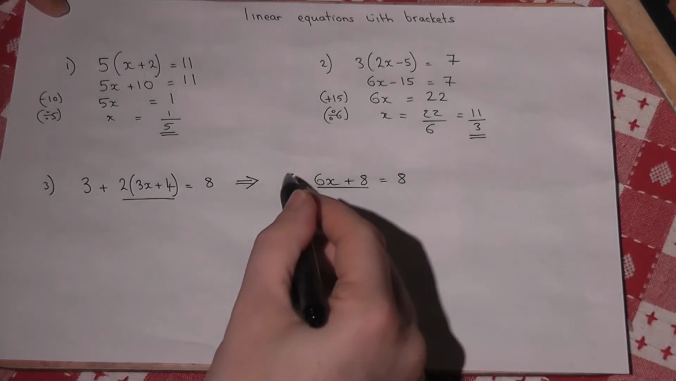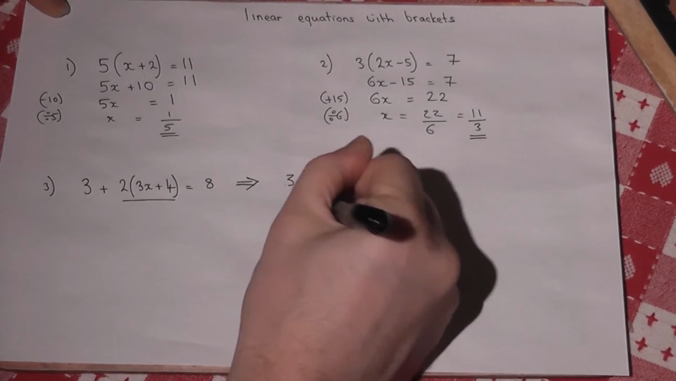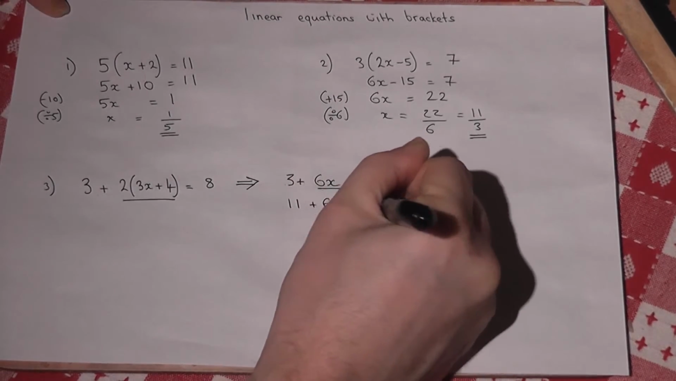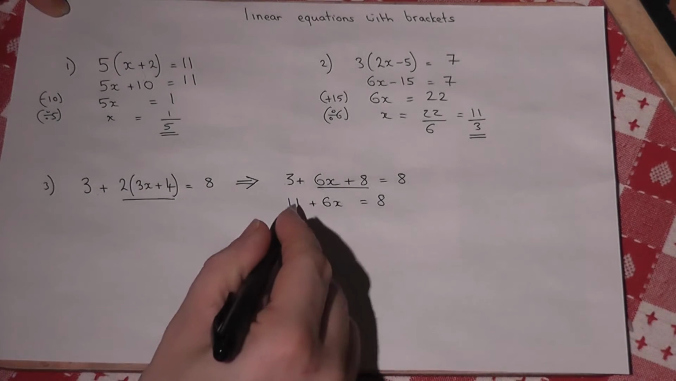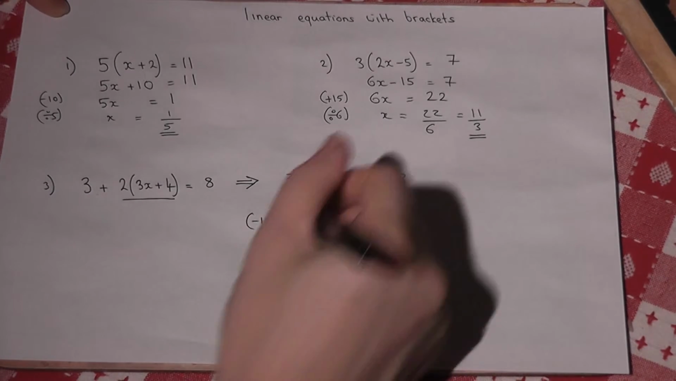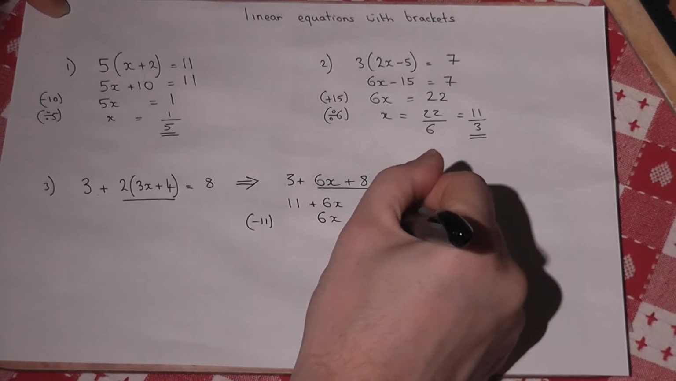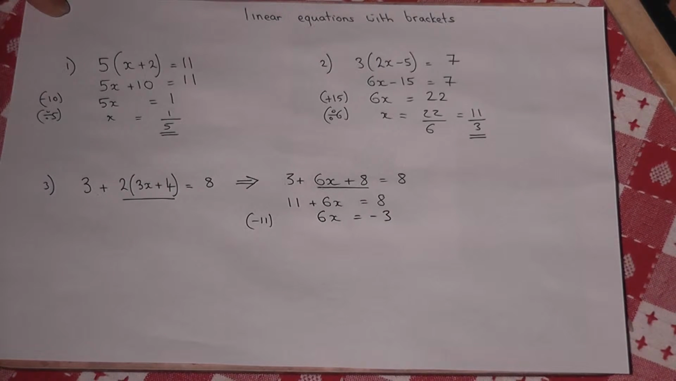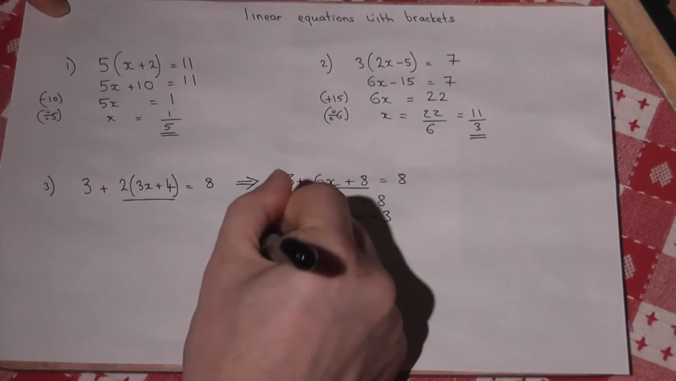The next step is to simplify. A 3 plus an 8 is 11. So 11 plus 6x equals 8. And we then solve the equation as normal. There's an 11 there, so I take away 11. And I'm left with 6x equals 8 take 11, which is minus 3. Then I need x equals, so I divide by 6.